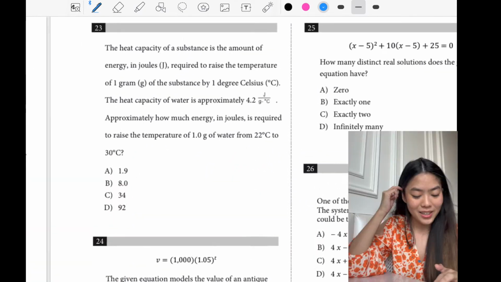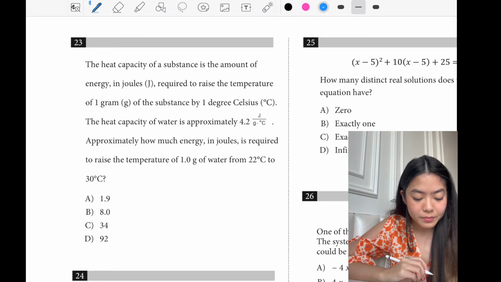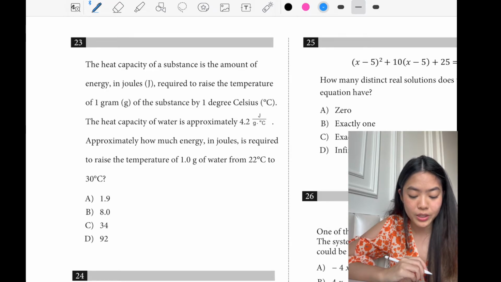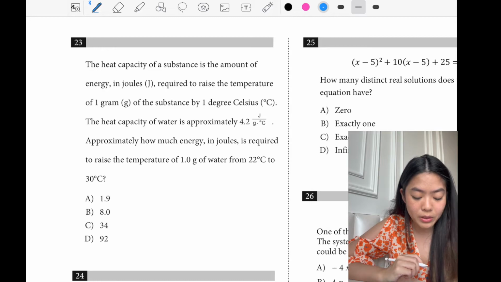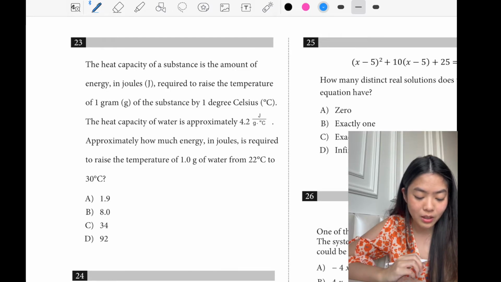Okay, next one, 23. Let's read the question first. The heat capacity of a substance is the amount of energy in joules required to raise the temperature of 1 gram of the substance by 1 degree Celsius. The heat capacity of water is approximately 4.2. Approximately how much energy in joules is required to raise the temperature of 1 gram of water from 22 Celsius to 30 Celsius?